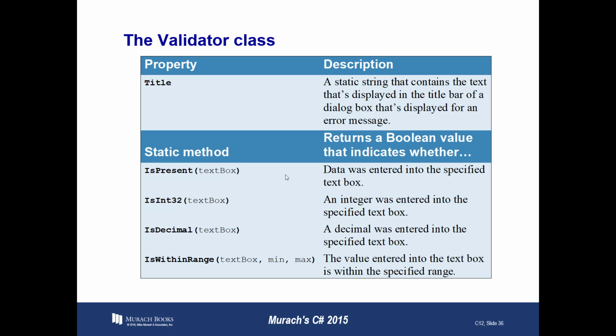IsPresent, meaning is there a title in there? IsInt32, which means did that text box have an integer in it? IsDecimal, meaning did that text box have a decimal in it? And IsWithinRange. So if it was a numeric value in a text box and you gave it a range, think about why you'd maybe use something like that. Maybe you're representing A, B, C, D, and F as 4, 3, 2, 1, and 0.